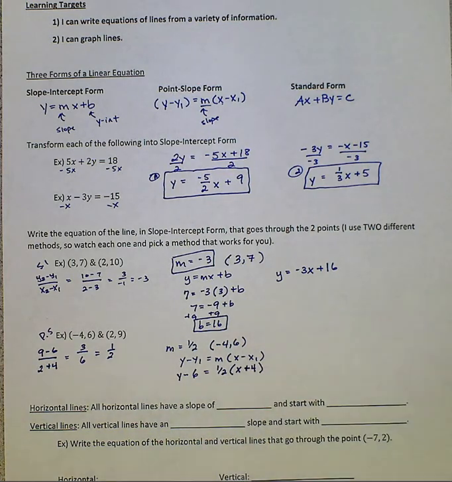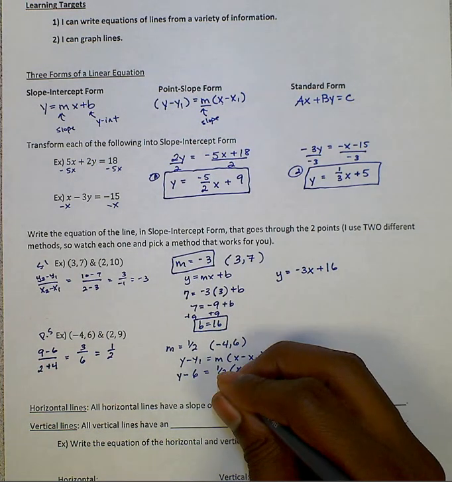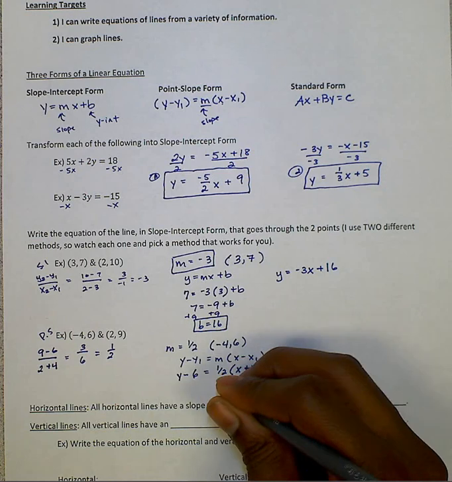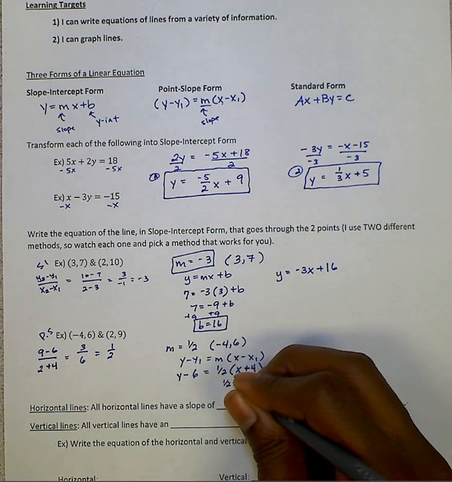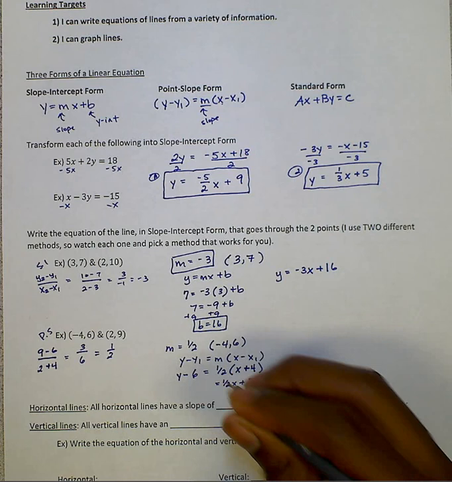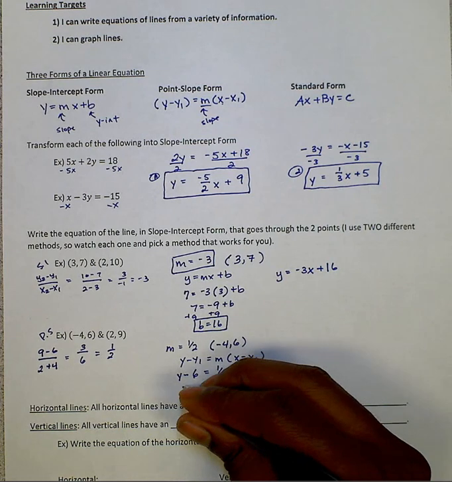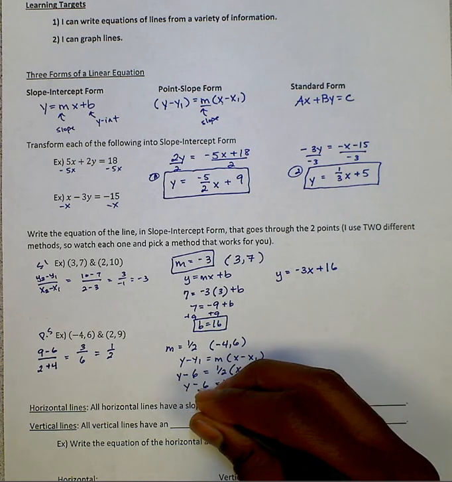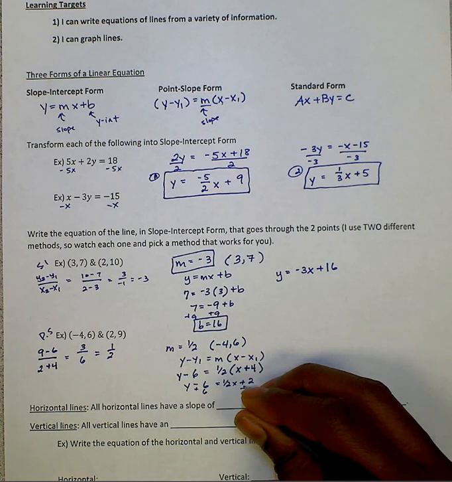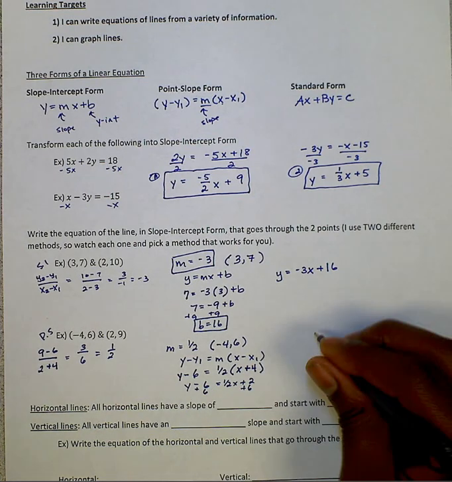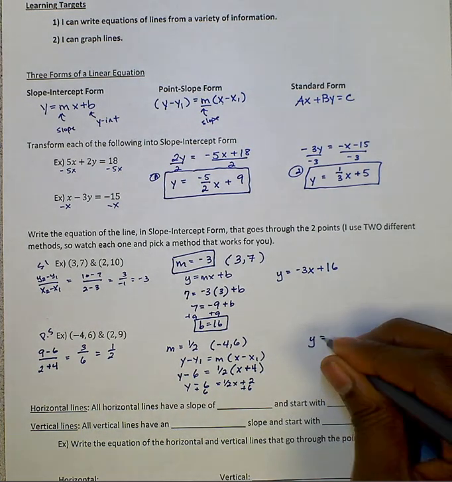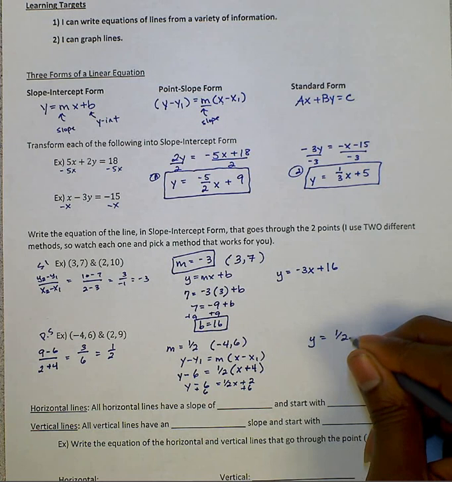Okay, and so now what I'm going to do with this is, again, I'm going to solve for y. And so I want to get y by itself. In order to do that, I'm going to distribute on the side. So 1/2 x plus 2 equals y minus 6. And then I'll add 6 to both sides. And so I'm going to have to write this up here. y will equal 1/2 x plus 8.